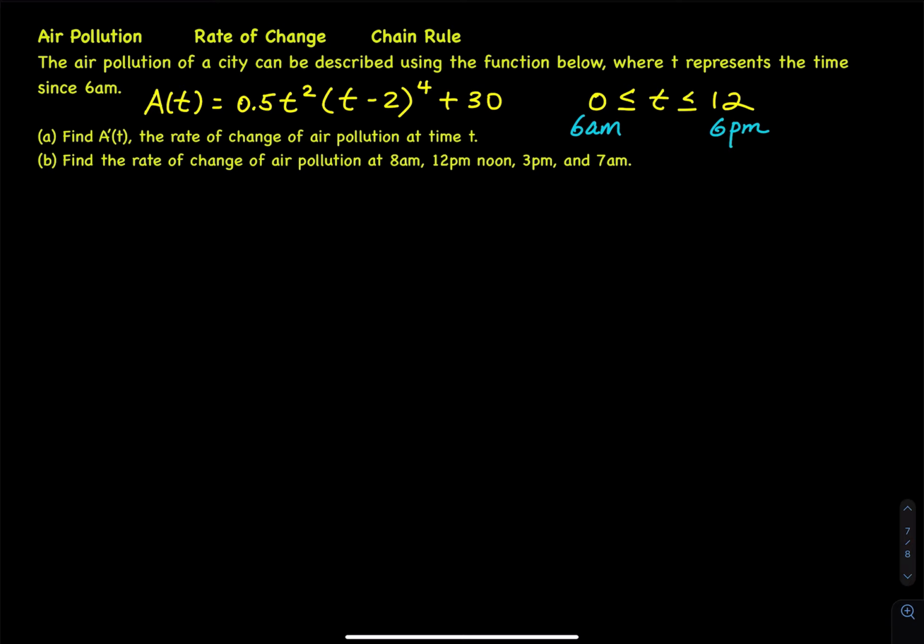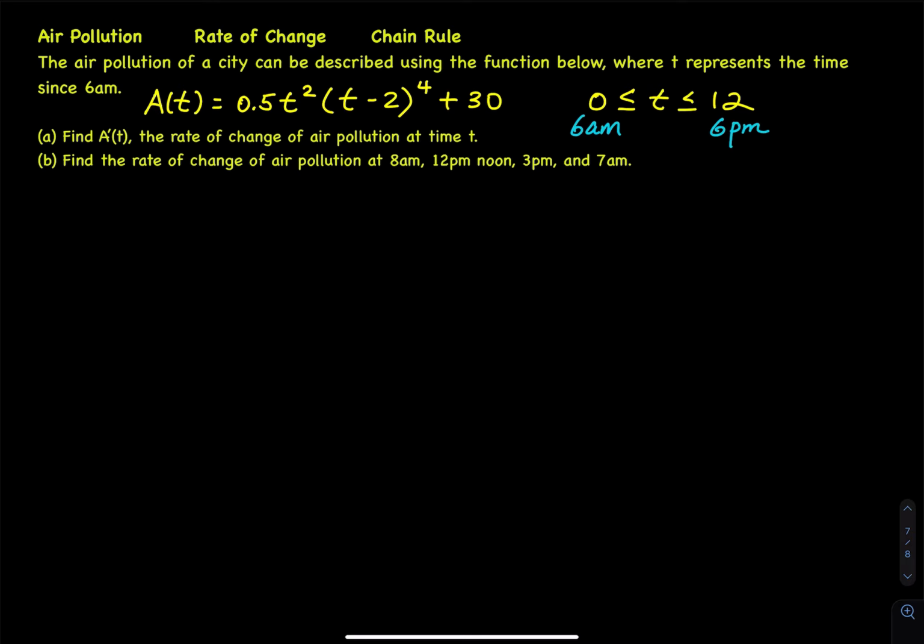The first question is, I would like to find A prime of t. A prime of t means I am taking the derivative of the air pollution function. When we study derivatives, what's the first word that pops into your mind when I say derivative? The word is slope, right? When you just say f of x equals x squared and you want to find f prime, f prime is the slope.